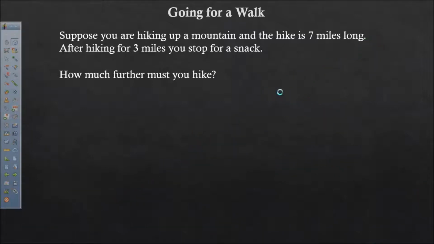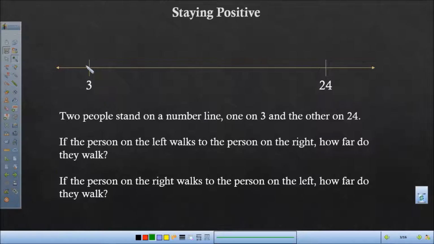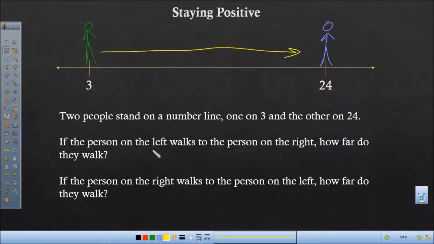Now, let's suppose that instead of being on a mountain, we're on a number line. So here is a person who's green with envy, and very tall, apparently. And over here, here's a person who's very sad. They're blue. Alright, and the green person wants to walk over to the blue person. So the green person walks over to the blue person, starting at 3 and then going to 24.